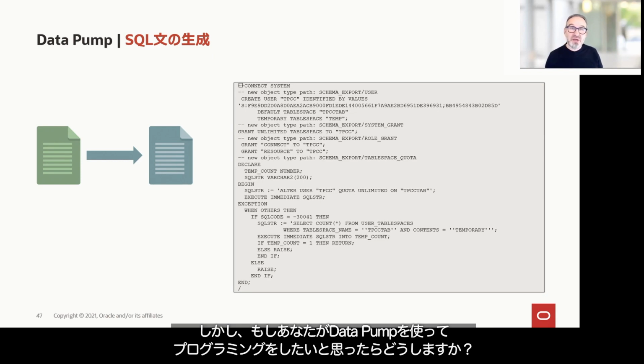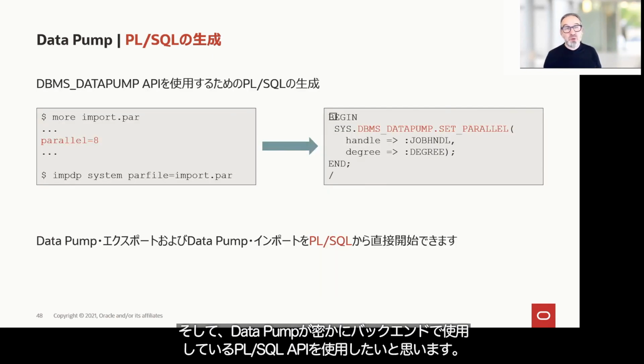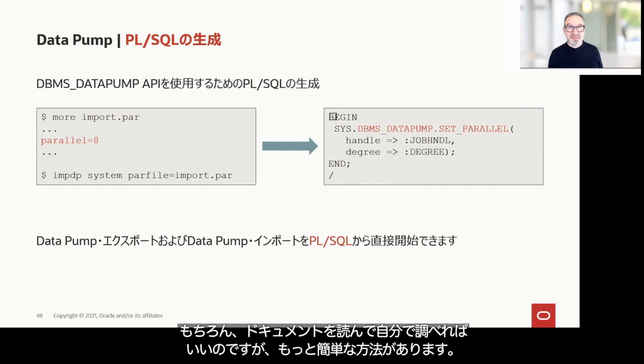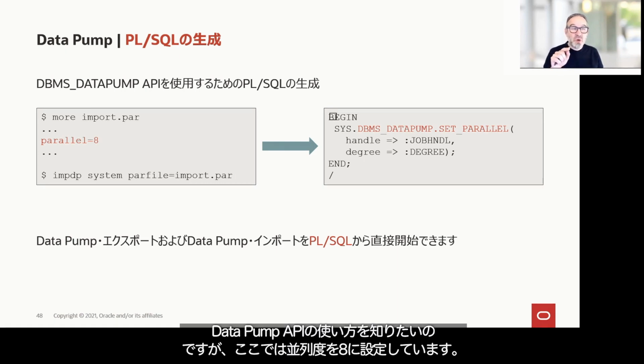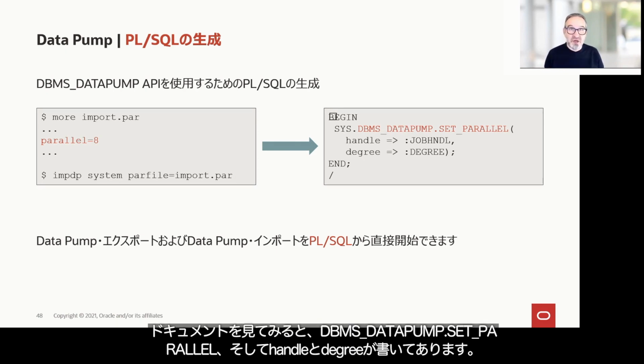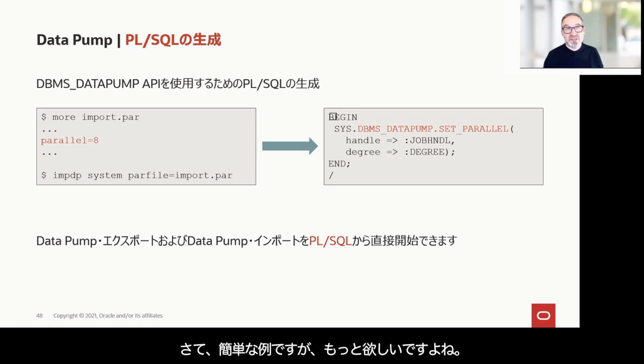But what if you would like to program with Data Pump? And you would like to use the PL/SQL API Data Pump secretly uses in the backend. Now, of course, you can study the documentation and find it out by yourself, but there's an easier way. So let's say, simple example here, I would like to know how to use the Data Pump API and set the parallel degree to 8. So it's easy in the documentation. If I look it up, DBMS_DATAPUMP.SET_PARALLEL and then job handle and the degree. Okay. Simple example, but I want more. And how do I get that?